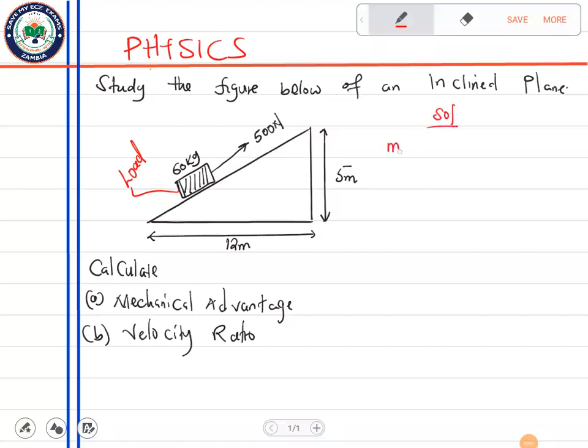We know that mechanical advantage is equal to load divided by effort. And from here, our load is 60, but it has to be in newtons. So in this case, we are going to take gravity as 10. So we are going to say 60 multiplied by 10, where 10 is gravity, over 500. So mechanical advantage will be 600 over 500, which is 1.2.